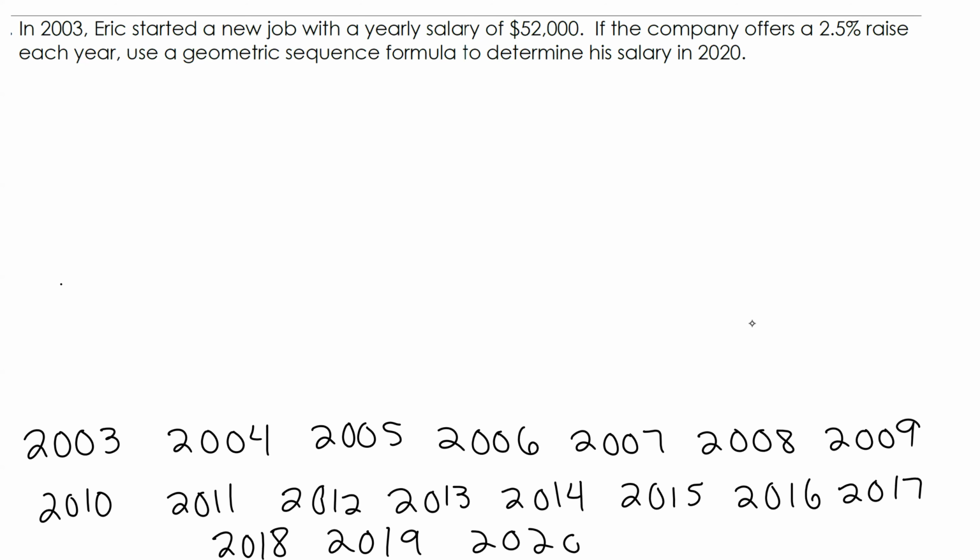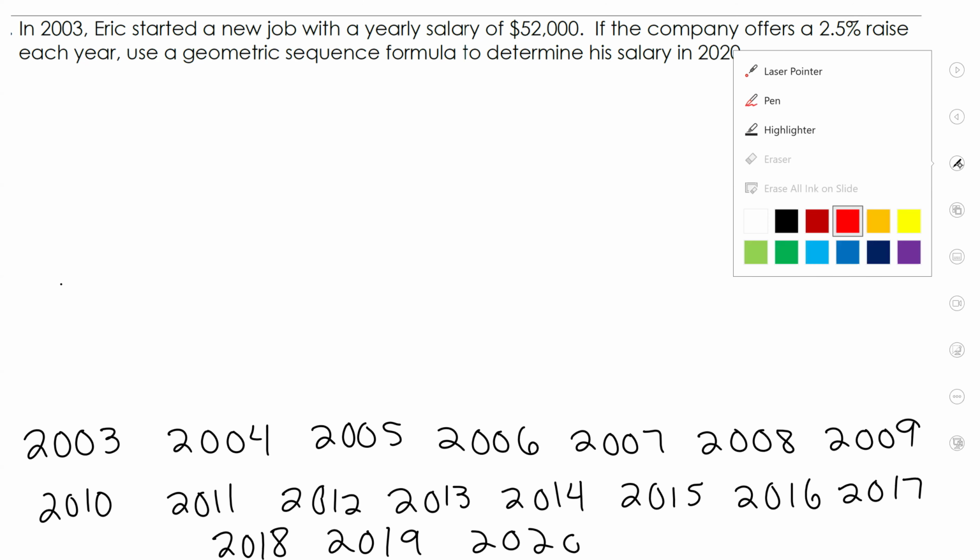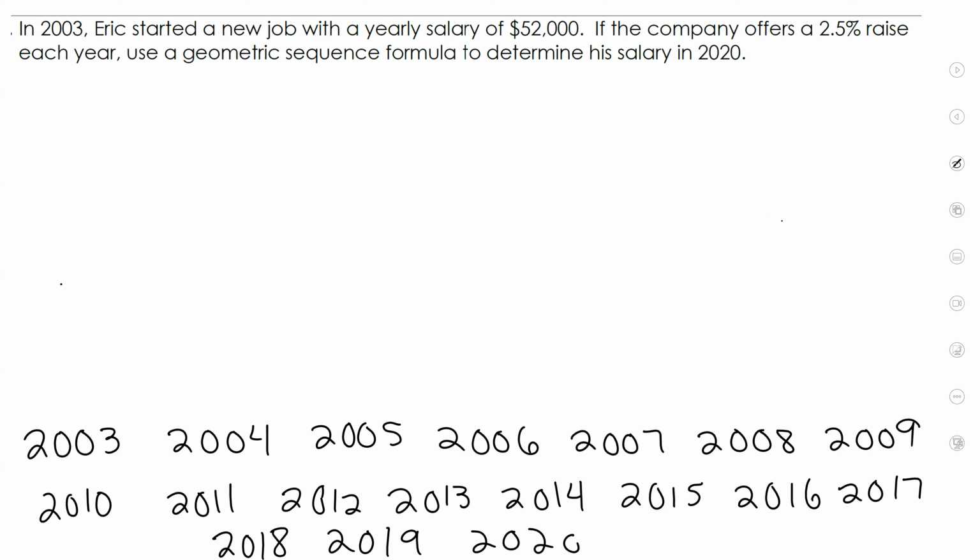In 2003, Eric started a new job with a yearly salary of $52,000. If the company offers a 2.5% raise, where was it? Okay, a 2.5% raise every year. Use a geometric sequence formula to determine his salary in 2020. Okay, so I know that my first term is 52,000.